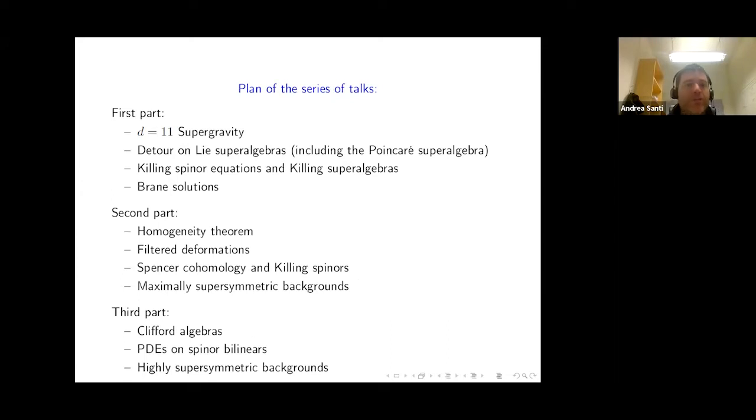Last time we saw the definition of what supergravity in 11 dimensions is, what the relevant Lie superalgebra is in this framework, the Poincaré superalgebra, and how to construct a geometric Lie superalgebra, which is called the Killing superalgebra, out of so-called Killing spinors in supergravity and Killing vectors preserving the other geometric data of the supergravity theory, which is the closed 4-form F. So today we will start having a look at some structural properties of supergravity backgrounds.